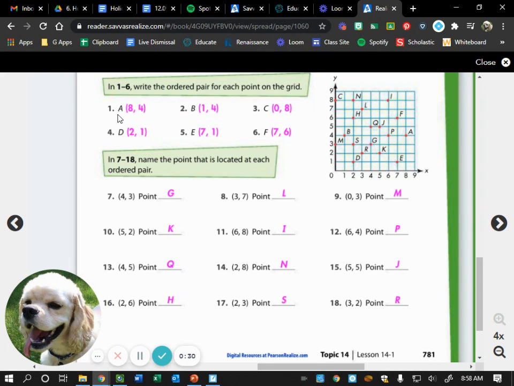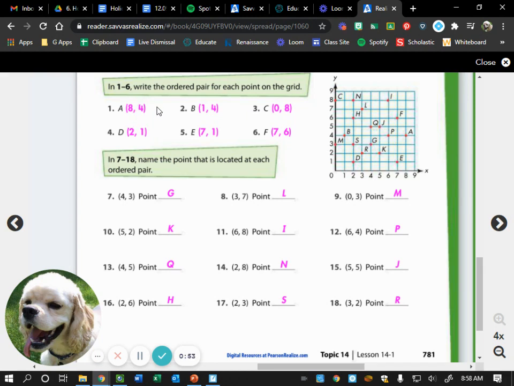So number 1, A, if we look for A, it is right here. And we always write the x coordinate first. So here's our x-axis, here's our y-axis. So A lines up with the 8 on the x-axis, so we write 8 first. And then it lines up with the 4 on the y-axis, so then we write 4. So you should have written parentheses, 8, 4, parentheses.